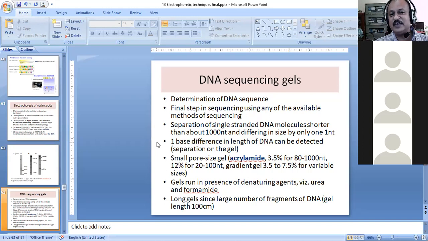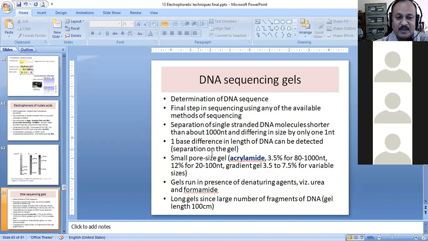Okay, these gels are called DNA sequencing gels. And the sensitivity of this particular technique is so good that two different DNA fragments which are differing by only one nucleotide will also form separate bands. That is, two different DNA molecules with one nucleotide less or more will form two different separate, sharp bands. And therefore it is called as DNA sequencing gel, right?